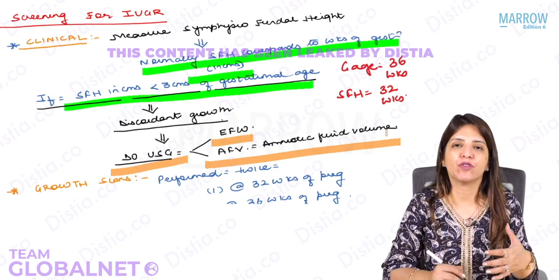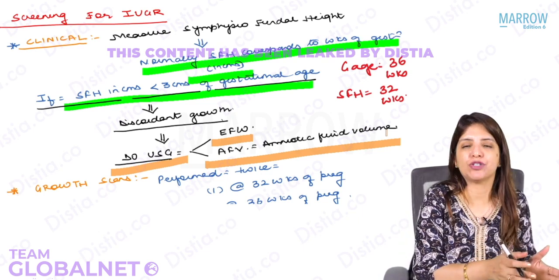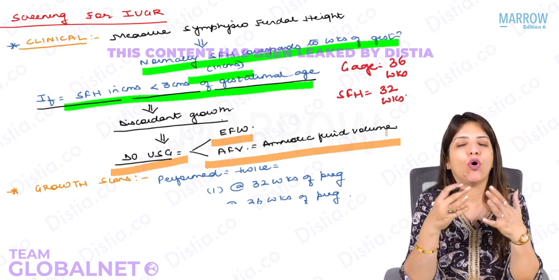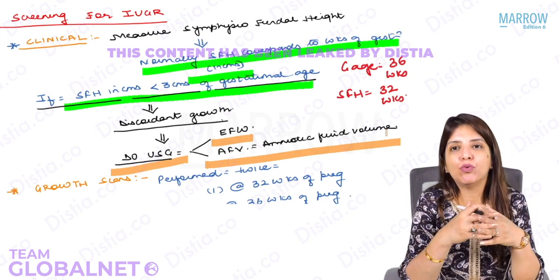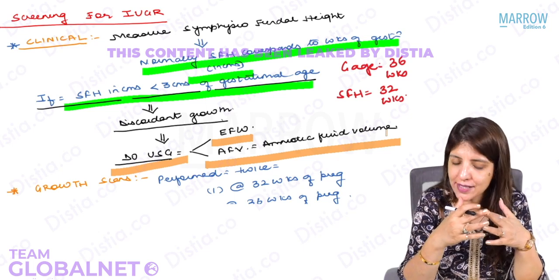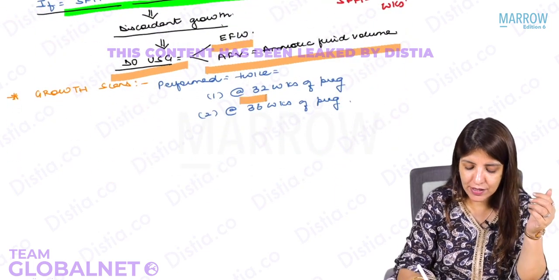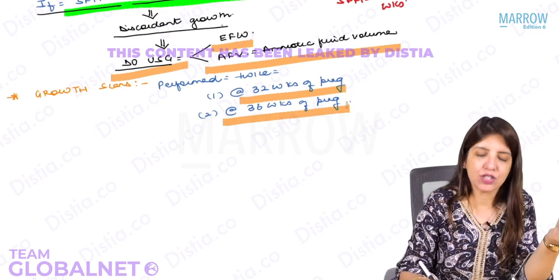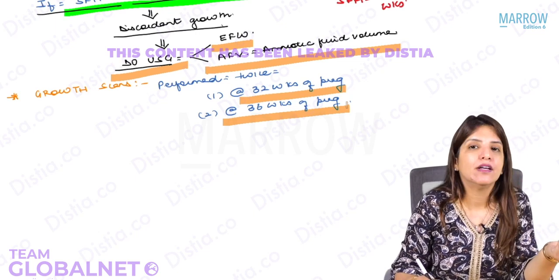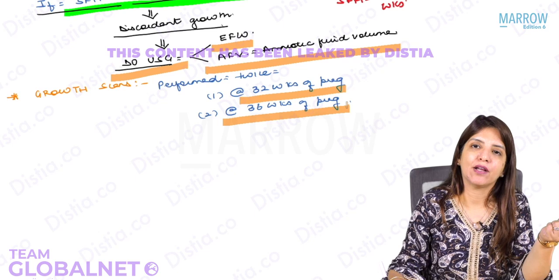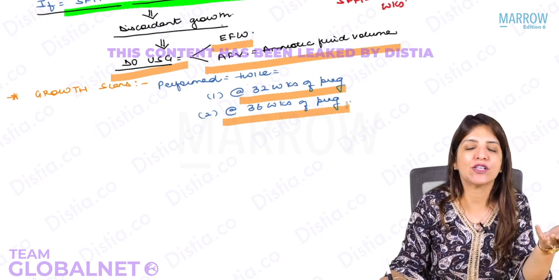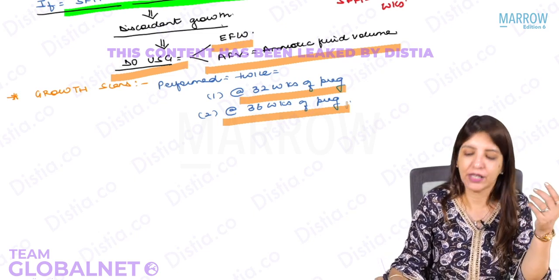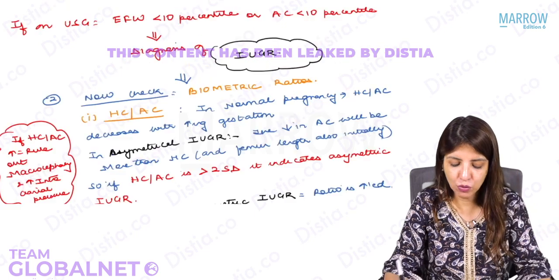Right? So if symphysiofundal height is coming less than 3 centimeters from the gestational age, that is the first suspicion of IUGR. Then, as I told you, in a normal pregnancy also we go for growth scans. And when are the growth scans done? Growth scan is done at 32 weeks and 36 weeks. So when you do a growth scan and you see that the estimated fetal weight has come out to be less than 10 percentile, then you come to know that yes, you are dealing with IUGR. So based on symphysiofundal height and estimated fetal weight on growth scans, we can come to know that we are dealing with a case of IUGR.